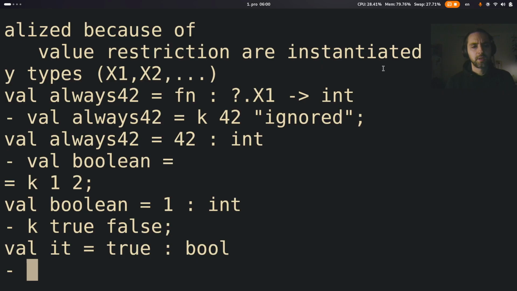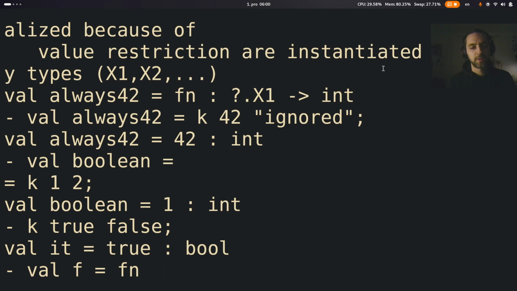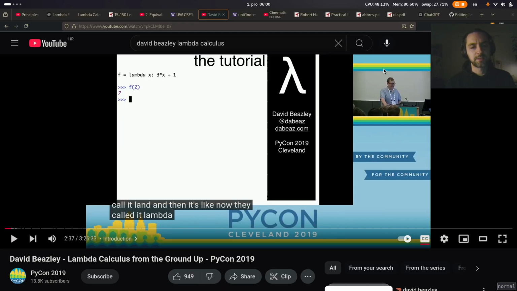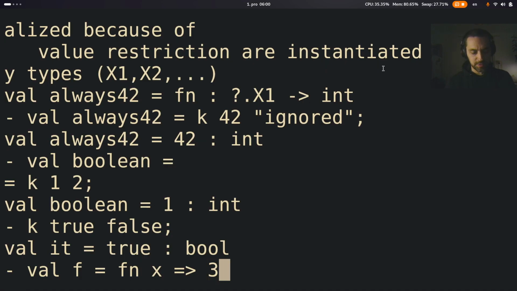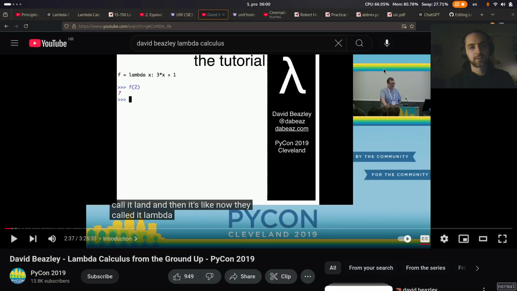Fn x. Will he say val f equals fn of x? Lambda x. Okay, so the column would be fn x, and now the column is actually lambda x dot 3 times x plus 1. That's what he's saying. So now we can do, he's calling f of 2. He gets 7 back. Okay.